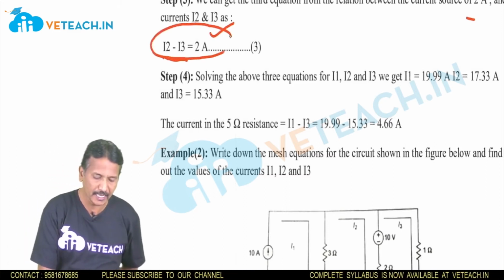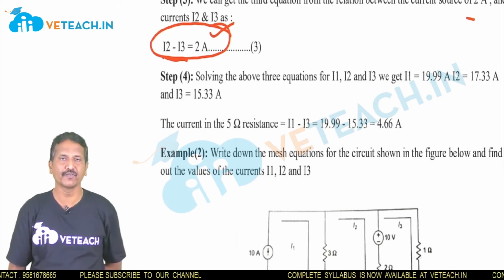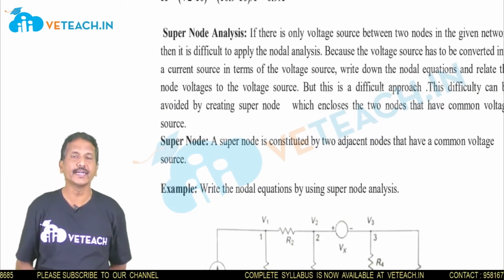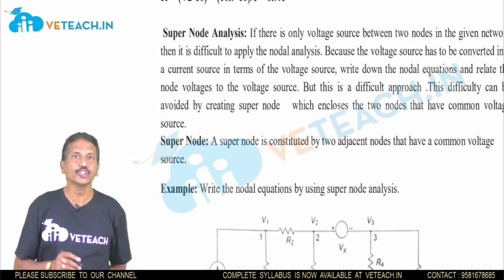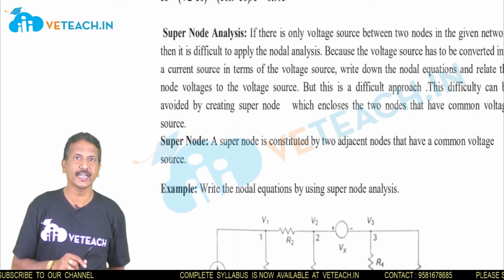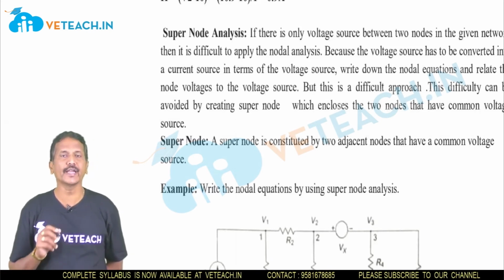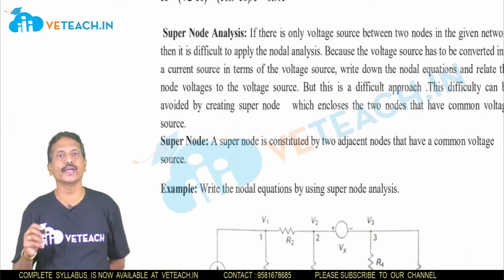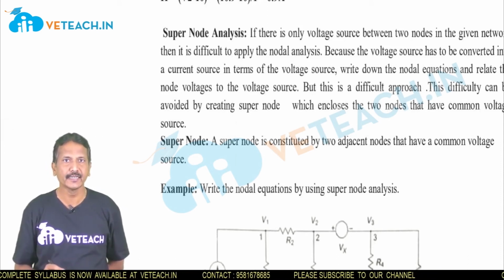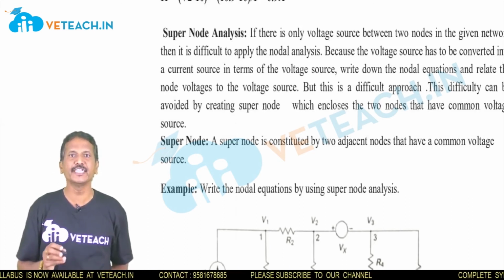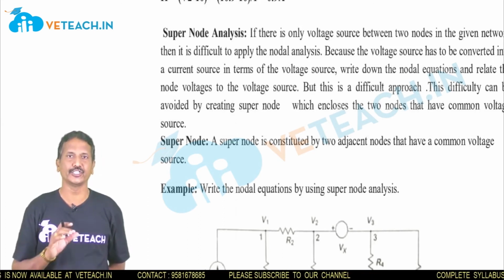But this is a super mesh, the current in between mesh 2 and mesh 3. In the same way, if we go for one more method, that is the super node method. Previously super mesh analysis, here super node analysis: nodal analysis and super node analysis. What happens here? In mesh analysis we discuss the current source. In nodal analysis we discuss the voltage source.